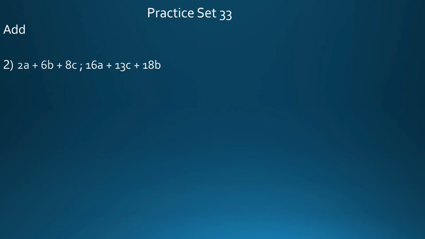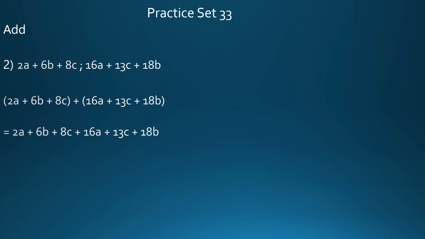Second sum, 2a plus 16b plus 8c and 16a plus 13c plus 18b. In the next step, we are going to put brackets around both expressions and put an addition sign in between. So we will have 2a plus 16b plus 8c in one bracket plus 16a plus 13c plus 18b in the second bracket. Next step is to open the brackets.